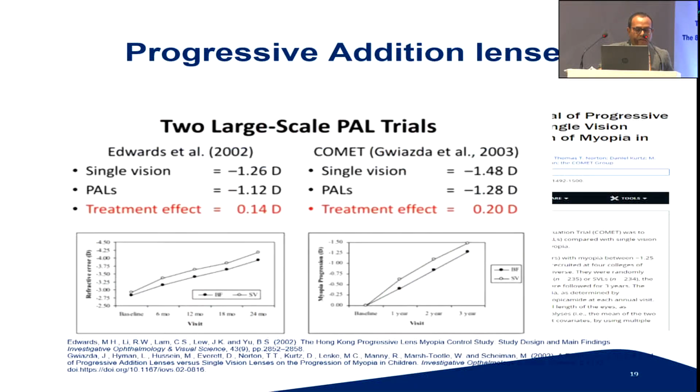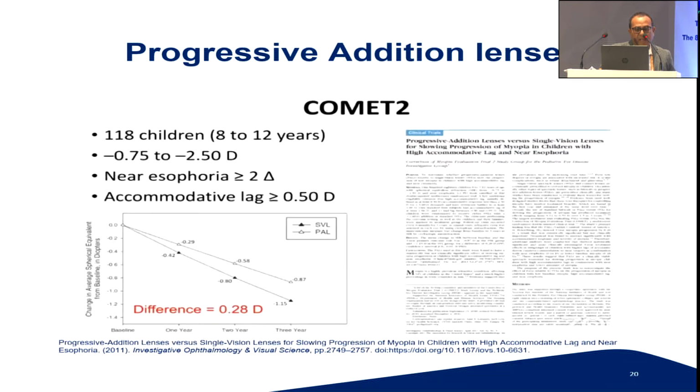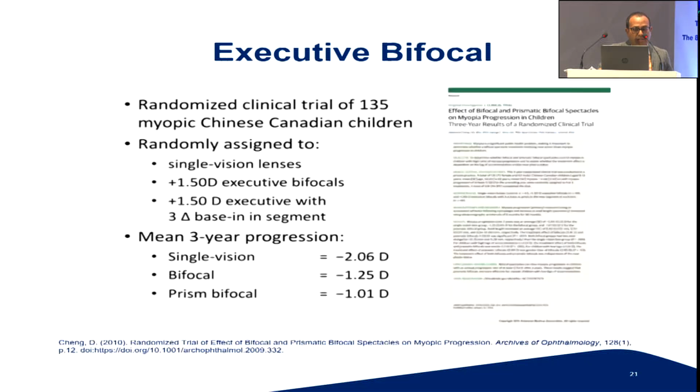of the effect of the other myopia management options. But the committee came out with a subgroup analysis showing that kids associated with esophoria and accommodative lag had a better impact. Keeping that in mind, they did a second study and recruited only those with esophoria and accommodative lag, but the effect size was pretty much similar to the previous study.